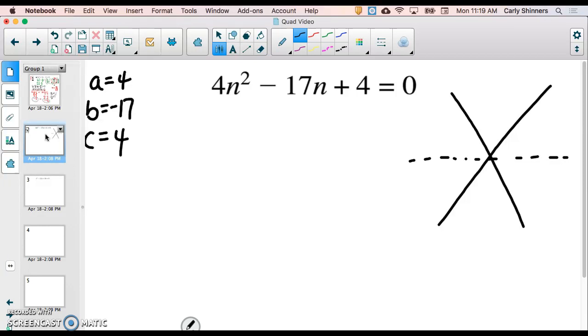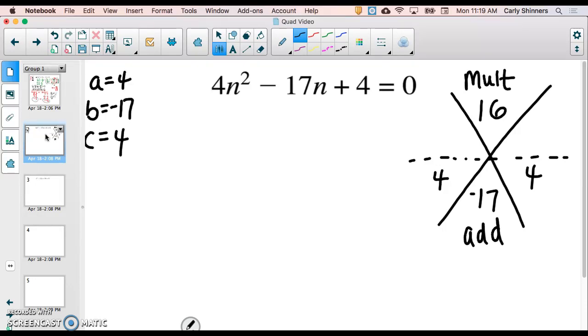AC goes up top. 4 times 4 gives me a 16, and negative 17 on the bottom. A goes below the dotted line. So I'm asking myself, what multiplies to positive 16 but adds to a negative 17?